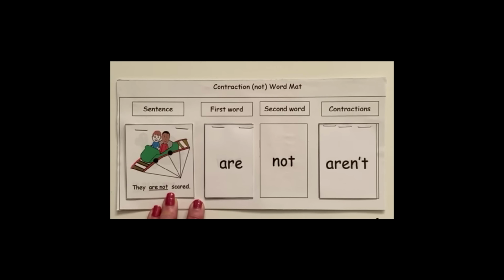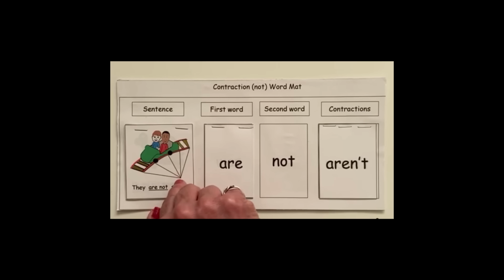Now that we've put our contraction not word mat together, we're ready for kids to use it. There are 1, 2, 3, 4 sections. This is the section that will have a picture with a sentence. We need to look at the underlined words that will make the contraction. Are not. Are is the first word. Not is the second word. And the contraction, when you put them together, will make aren't.